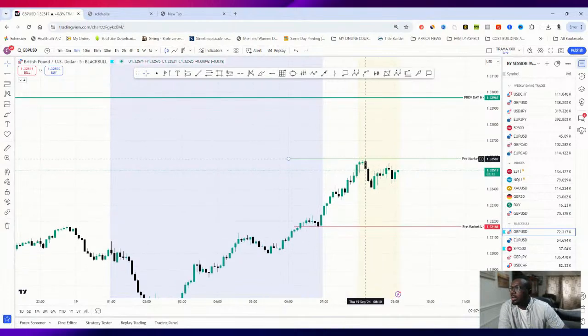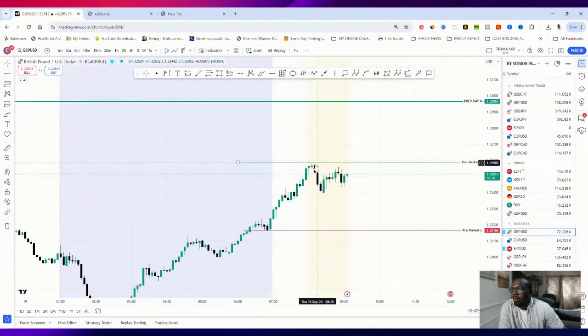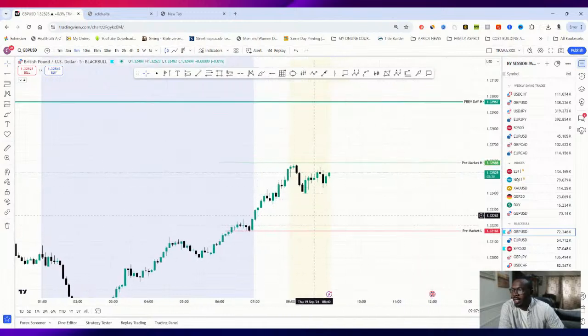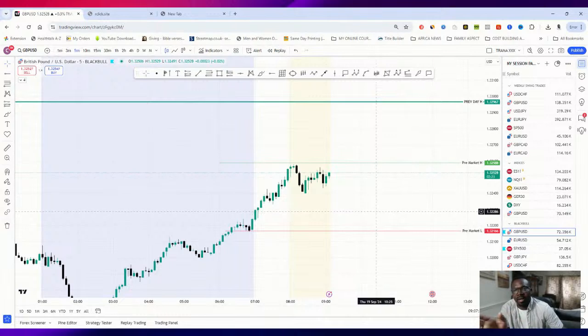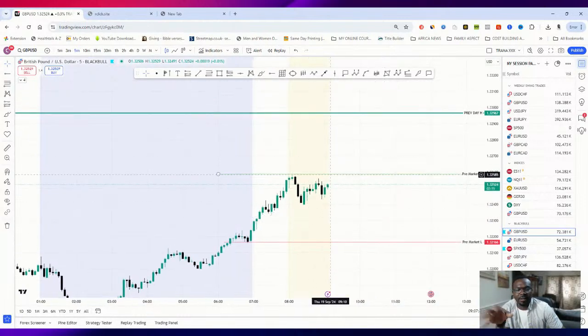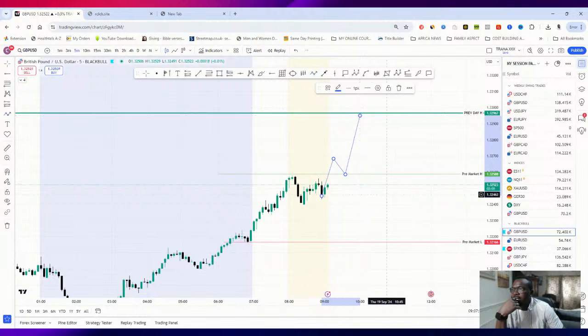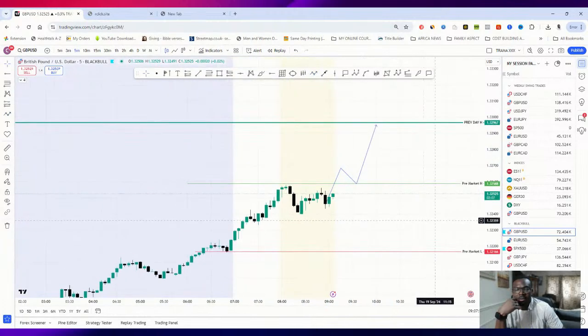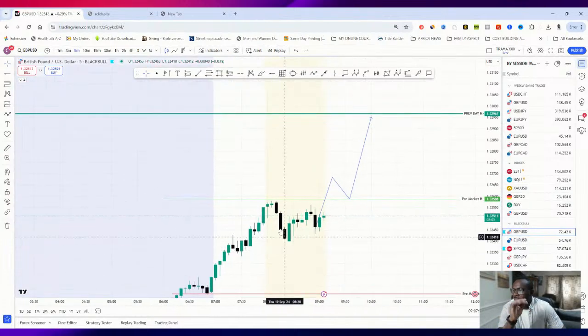GU is bullish, and I want price to break above this high. If price breaks above this pre-market high, so I'm trading here now. Based on my strategy, I'm trading the pre-market high and low, and also the previous daily high and previous daily low. So I'm looking for price to break above this high and retest, and I'm going to buy, sorry, I'm going to buy to the upside. That's what I'm waiting for. I'm waiting for a breakout.